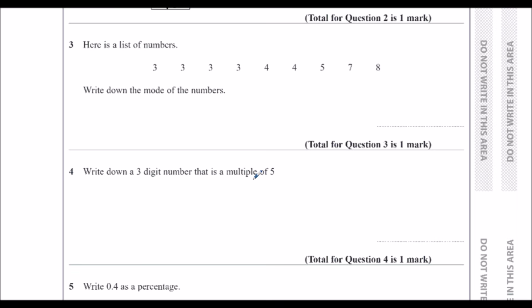Question 3. Here is a list of numbers. We need to write down the mode of the numbers. So the mode means the most common. Which number is most common? And that's 3. There are 1, 2, 3, 4 3s. That's more than any of the other numbers.